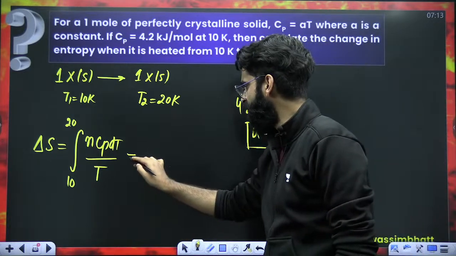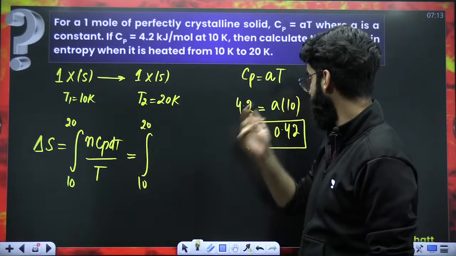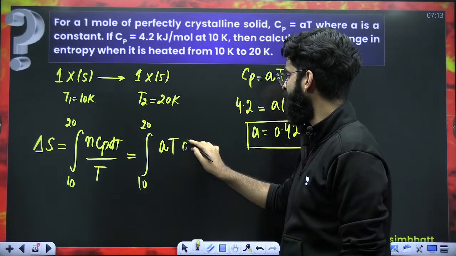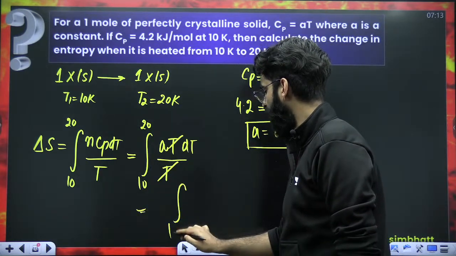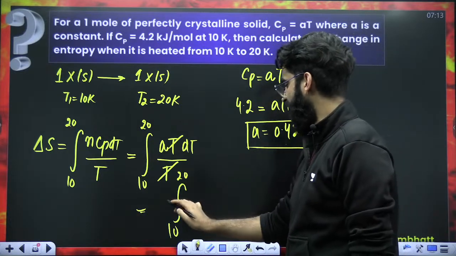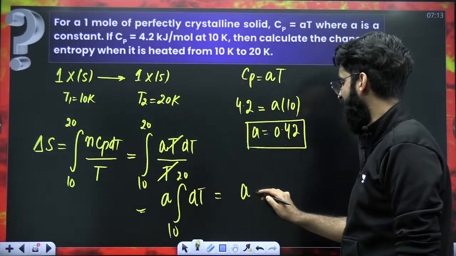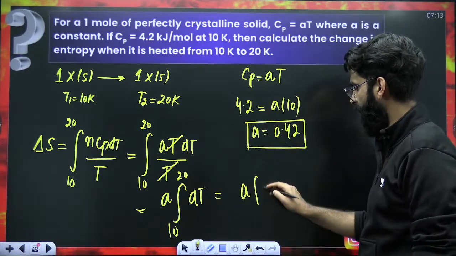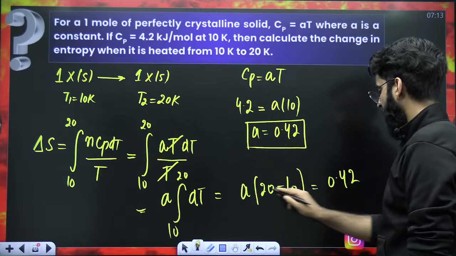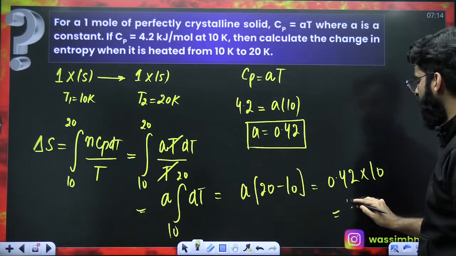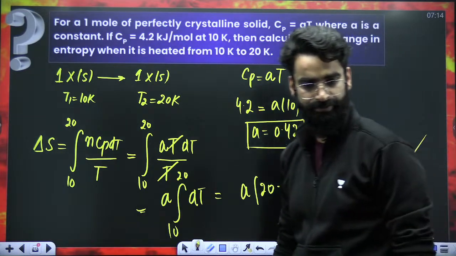So dear students, the question is almost done. It's from 10 to 20. Number of moles is 1. Cp value is given to us as A times capital T, so this is dT divided by T. T and T get cancelled. So it's going to be the integral from 10 to 20, A will come out, and dT will remain as such. So it's A times the integral of dT, which is T, upper limit minus lower limit. So it's going to be 20 minus 10. Now the A value is 0.42 multiplied by 10, so the value has to be 4.2 joules per Kelvin. This is the value of delta S. Correct?